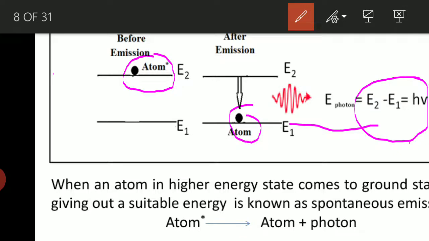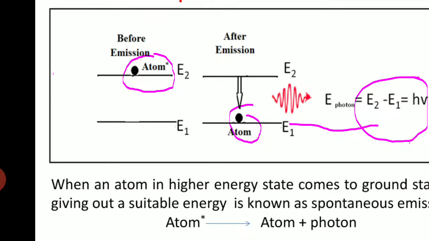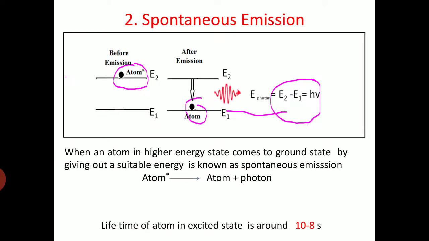So this process we are going to call spontaneous emission. The definition we can give here: when an atom in a higher energy state comes to the ground state by giving out a suitable energy, it is known as spontaneous emission. It means the atom is already in a higher energy state, and within a fraction of time it comes to the ground state by giving out an appropriate photon of energy h nu. So this process we call spontaneous emission.